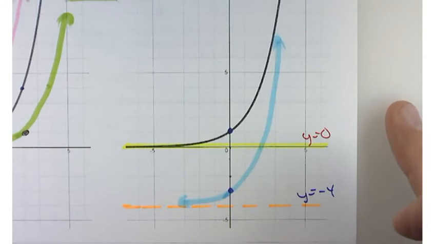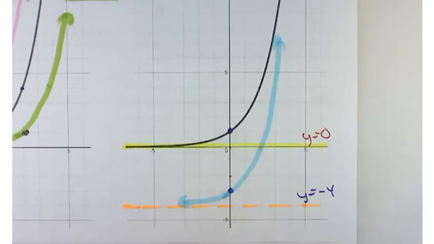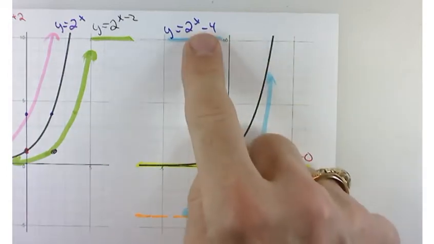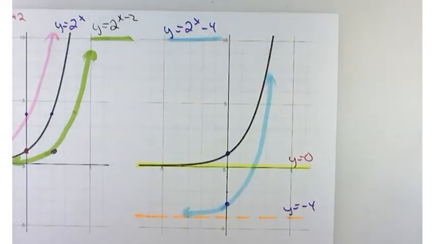And again, let me pull this off to the side. You can graph some extra points for yourself. There's nothing wrong with that. You should get something that looks roughly like this. That's your new graph. Y equals 2 to the x minus 4. And again, you got to be careful that you notice that the minus 4 is not in the exponent.